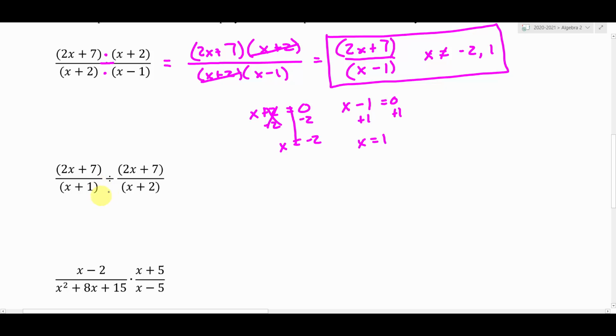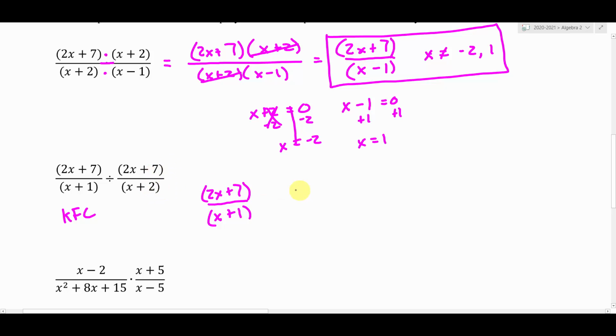Let's try it again for this one. Notice that the operation in between the two fractions has changed. This is division now. When we divide fractions, we do a KFC, a keep flip change. We keep the first, so we've got 2x plus 7 over x plus 1, and I'm going to keep my parentheses around those. I just kept the first. Now I'm going to flip the second, so these two are going to switch places.